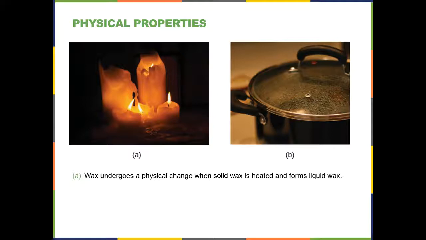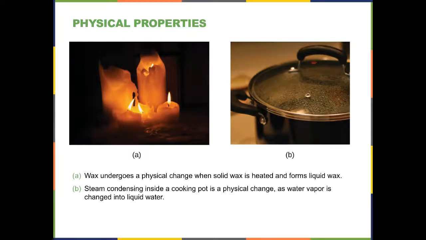So here, a physical change has occurred because the solid becomes a liquid, but the wax is still wax. And that's the important part when you're talking about a physical change. A physical change does not change the actual underlying compound and what it is. On the left here, steam condenses on the top of this cooking pot so that vapor becomes liquid. But in both cases, the vapor and the liquid, you still have water.